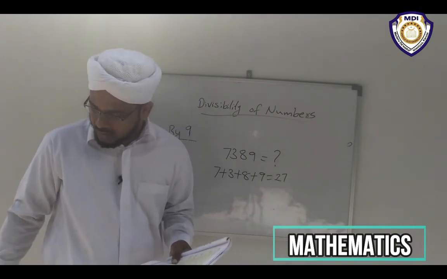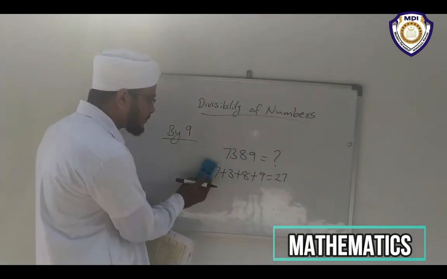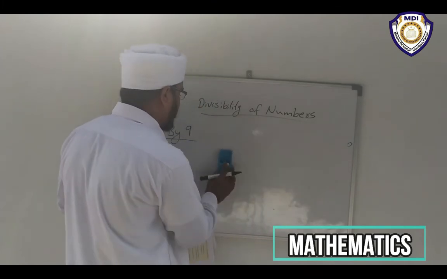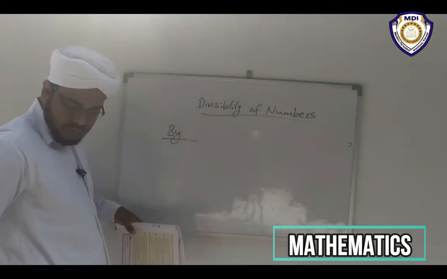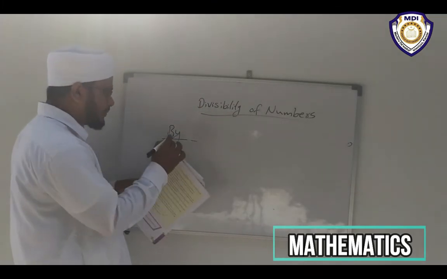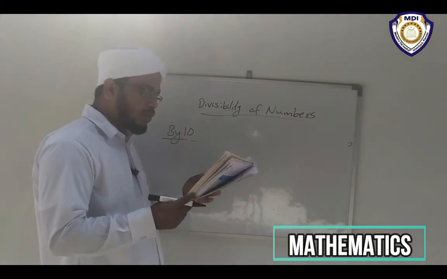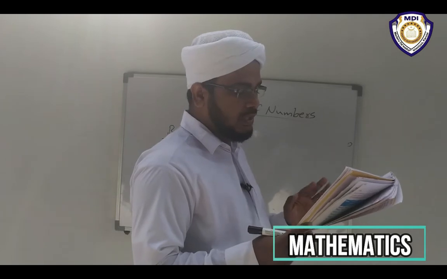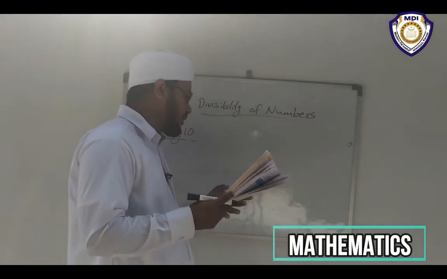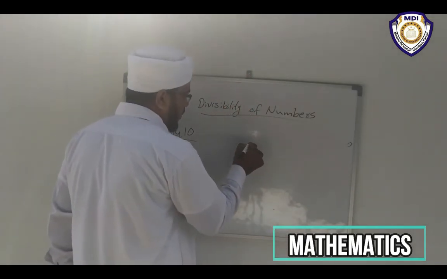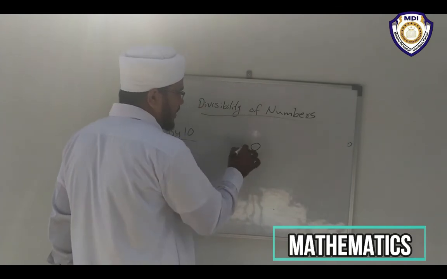Okay. Second last, divisibility by 10. Yes, when the ones place of the given number has 0, the number is divisible by 10. It is very simple. At the place of ones, it should be 0.